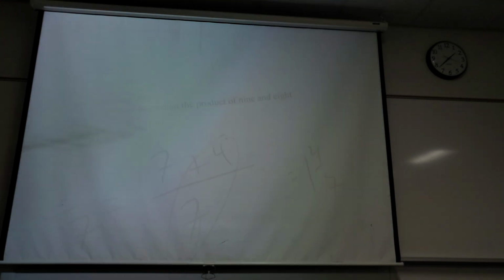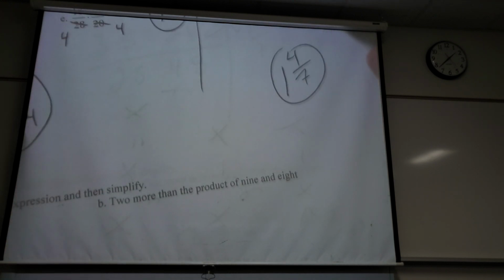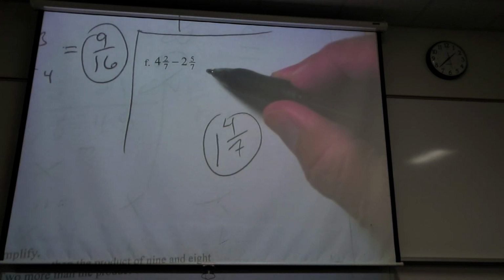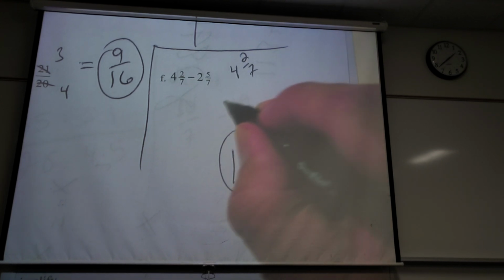So let's see. Oh, I did that one already. 1 and 4 sevenths. I was going to do it a different way. That's right, so there's another way to do this problem. Did anybody do this a different way? Okay, now, let me see. I have stupidly taken away my room. So let me do this: 4 and 2 sevenths minus 2 and 5 sevenths.